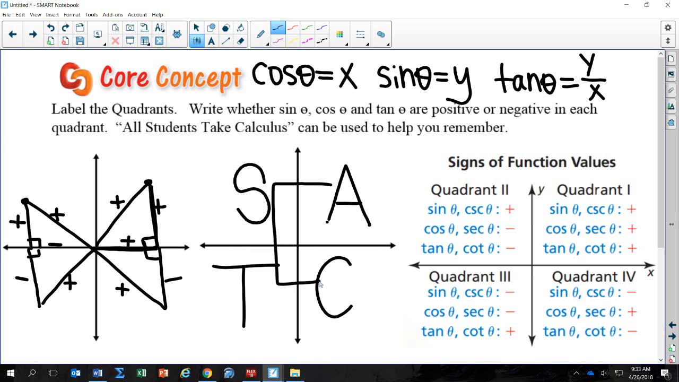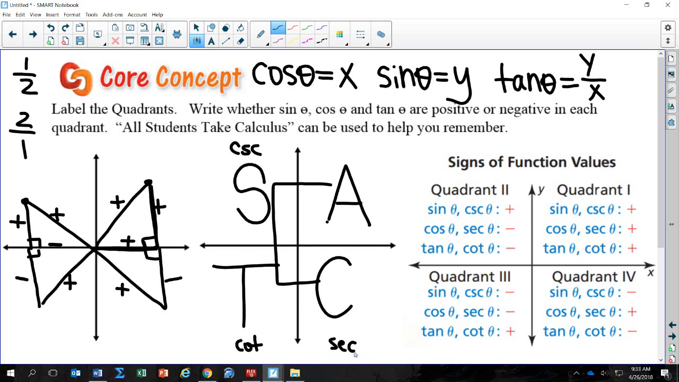Now, with that said, you have to remember your reciprocal identities. For example, if sine is 1/2, then what's cosecant? 2 over 1. See how if sine's positive, then the reciprocal is also positive? So if sine's positive in this quadrant, what else is positive? Cosecant, that's its reciprocal. If tangent's positive here, then what else is positive? Cotangent. And if cosine's positive in the last quadrant, what else is positive? Secant. It's just because those are the reciprocals.